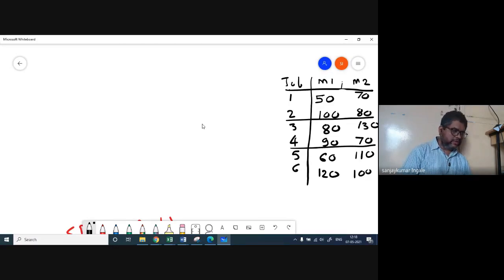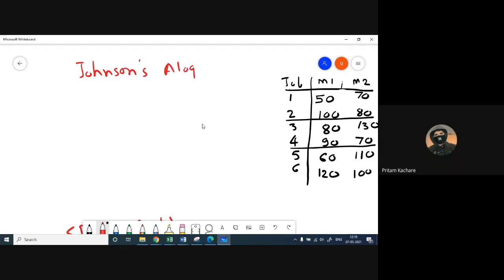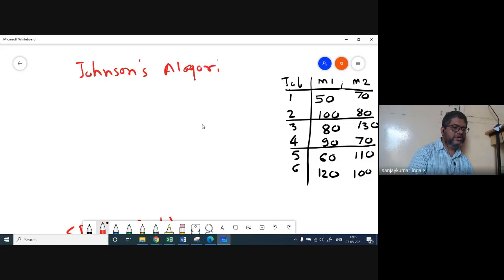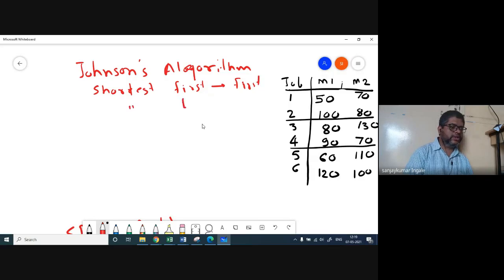Okay. So we know that we can use Johnson's rule. And what is Johnson's rule? Johnson's algorithm. Shortest first, and shortest last. So it is a very simple rule. Shortest first operation, we have to schedule it first, and shortest last operation, we have to schedule it last.